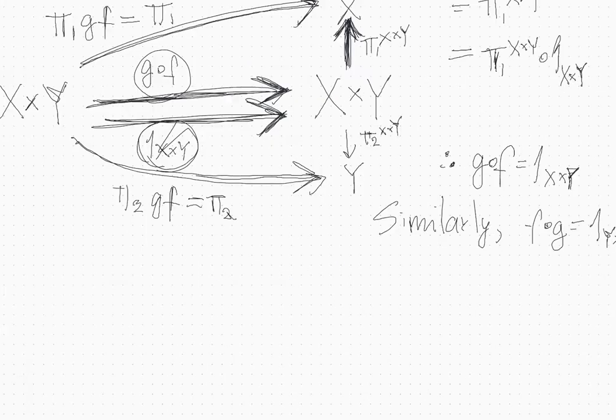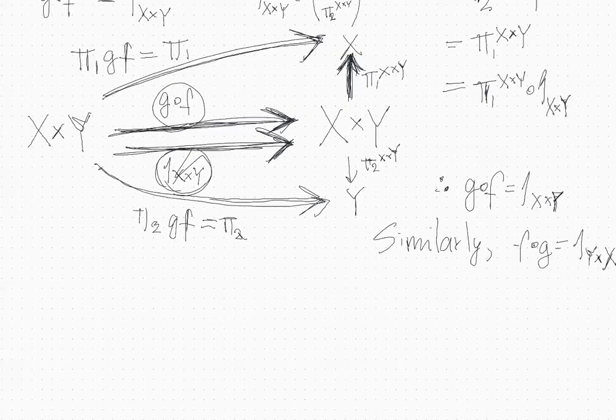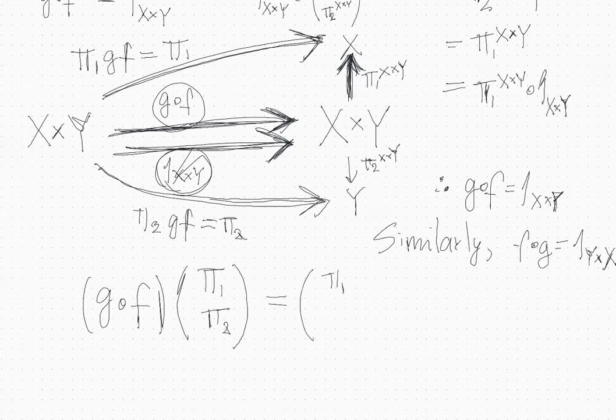So G composed with F applied to the generalized element pi1, pi2, which we know is the identity morphism, must equal the identity morphism, which is pi1, pi2, right? So this now becomes a familiar equality where we're saying that the pair xy must map to the same pair xy by gf if gf is to be the identity function.